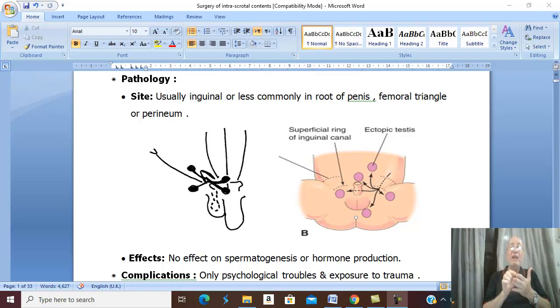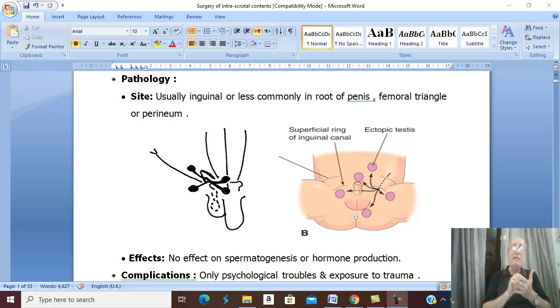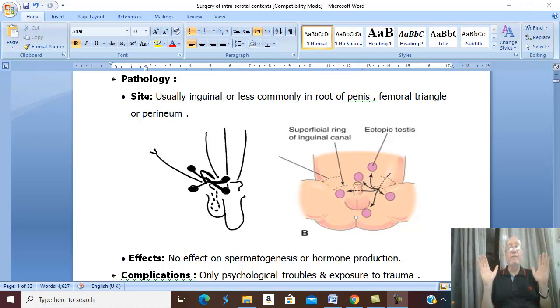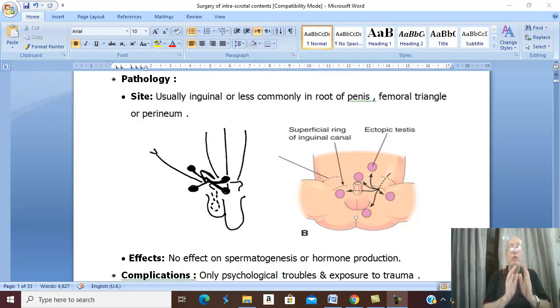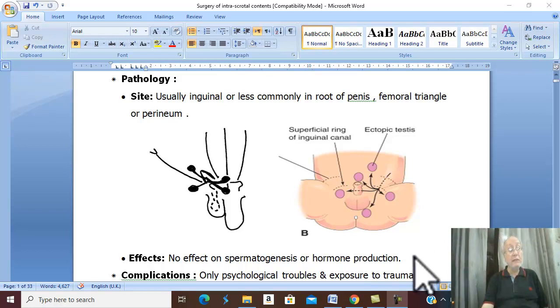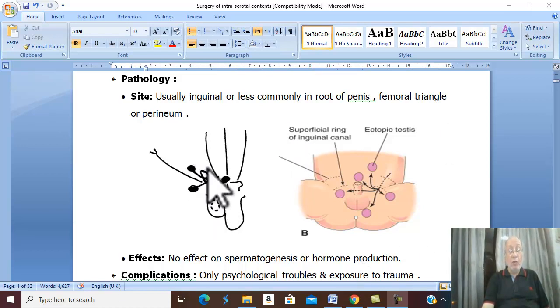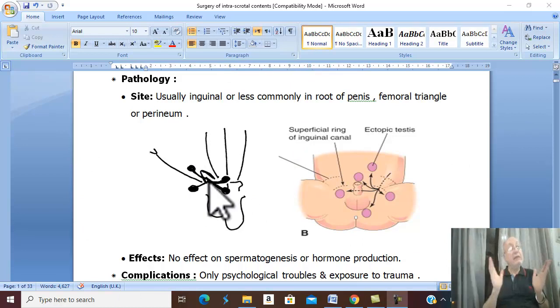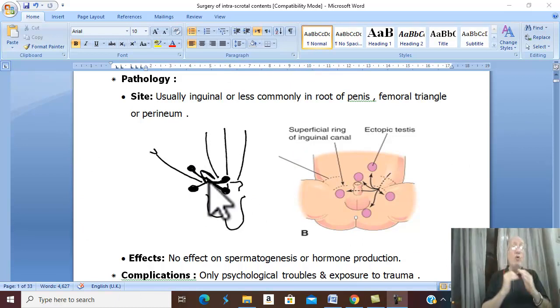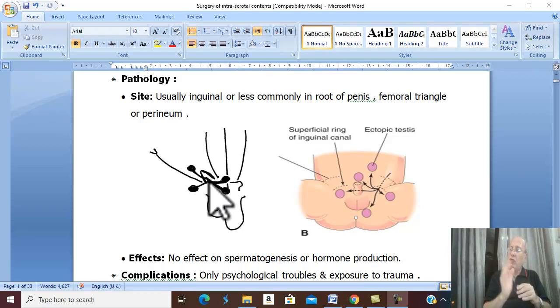Therefore, the differential diagnosis of undescended testis is also the differential diagnosis of absent testis from the scrotum. If there is no testis in the scrotum, it is called cryptorchidism. Absent testis from the scrotum may be undescended testis or this. What is this? Ectopic testis, or other causes which will be mentioned later on.